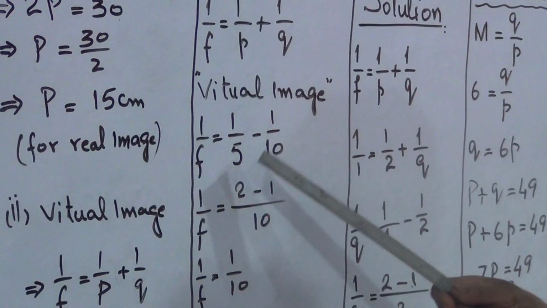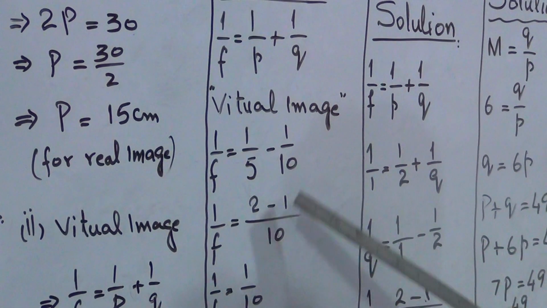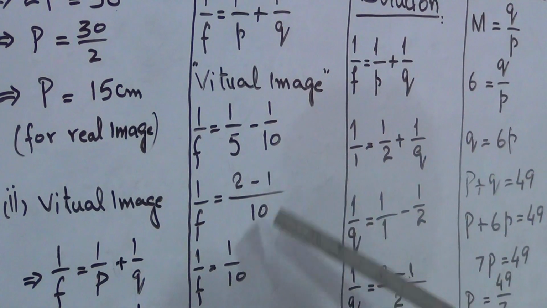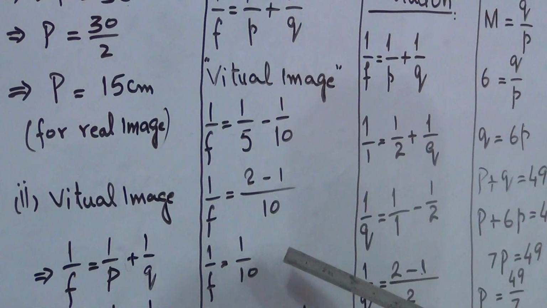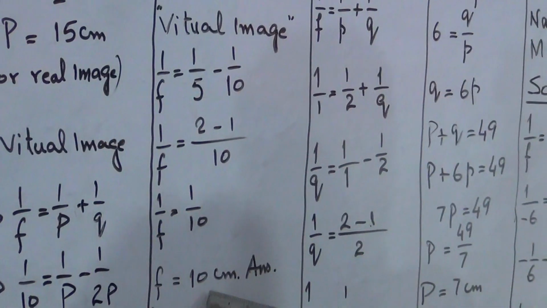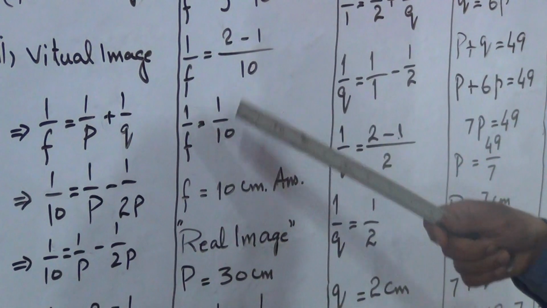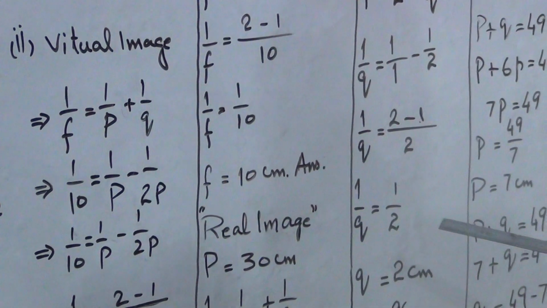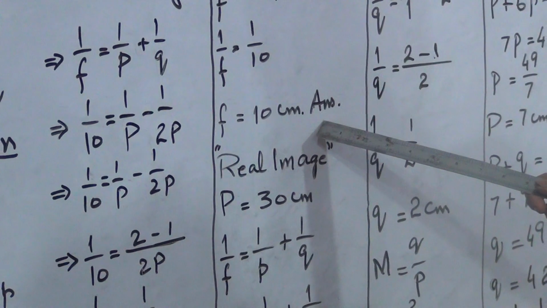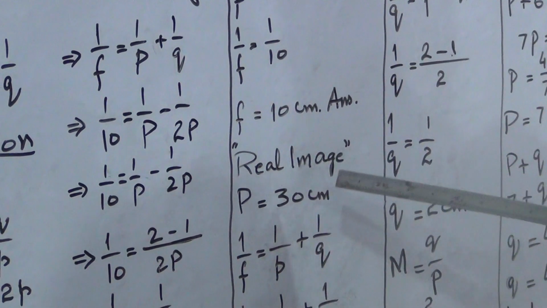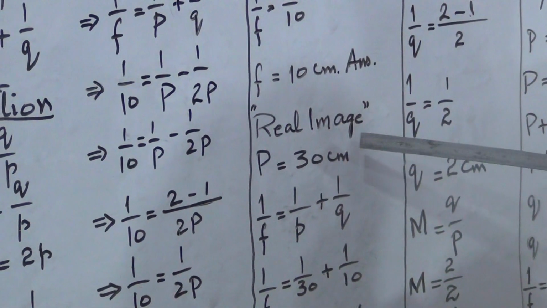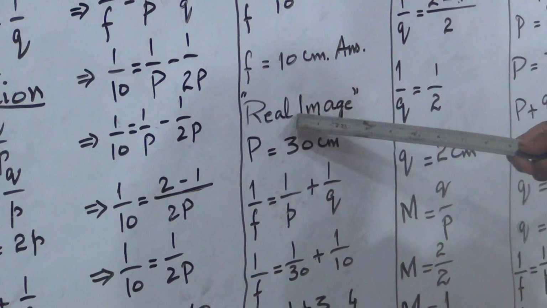So LCM of 5 and 10 is 10. 5 twos are 10, 2 ones are 2, 10 ones are 10, 1 one is 1, so 2 minus 1 is equal to 1 upon 10. F is equal to 10 centimeter by cross multiplication. For the virtual image, the focal length of the convex lens is 10 centimeter. Real image. Now we have to find out the focal length of the lens for the real image.